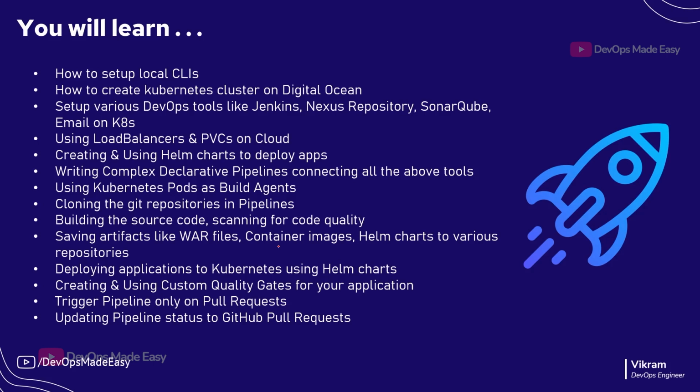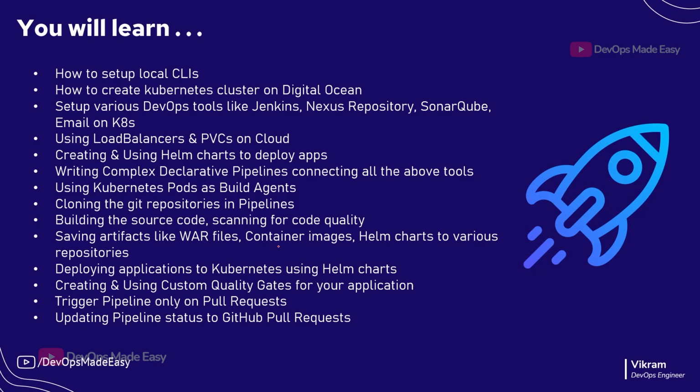And the artifacts can be a war file, container image, Helm charts. So we're going to see all these. We'll see how to store a war file, how to store a container image, how to store a Helm chart in various repositories. And finally, once everything is done, in the final stage, we are going to go for the deployment using Helm charts.